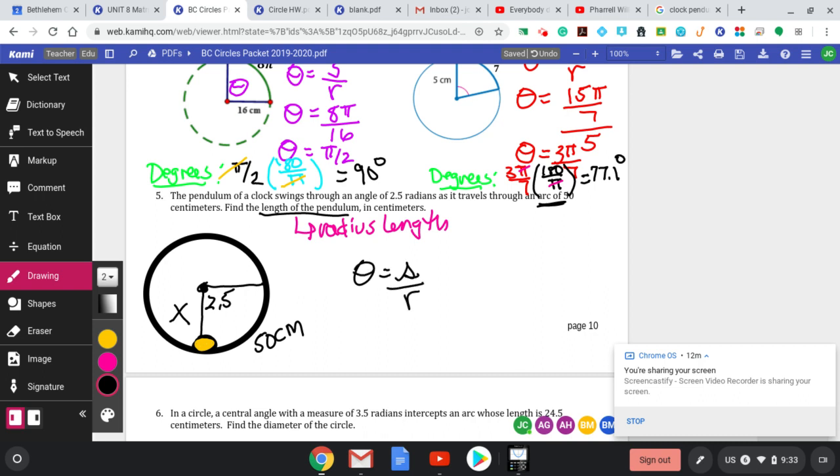Again, you don't want to use this. You'd rather use the other formula from day 2. You're going to have to take 2.5 radians and convert it into degrees. It's your call, guys. Your call. All right, your call. I'm not going to force you to do it one way or the other.